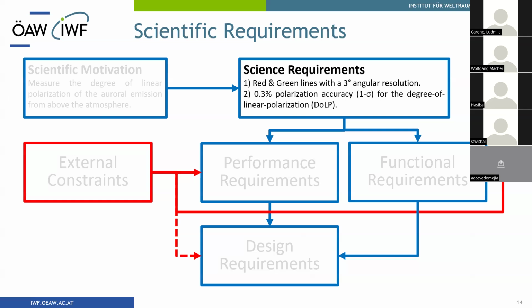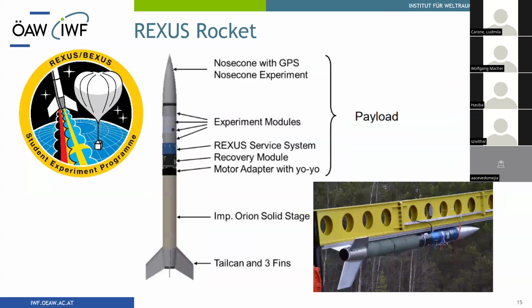To move further into the performance requirements and functional requirements, we need to better constrain what we actually want to observe. First, we need a rocket. So the rocket we choose is the REXUS program, which is a European program. It's led by DLR in Germany and SNSA, the Swedish National Space Agency in Sweden, together with ESA. ESA managed the whole program, but it's really these two countries contributing to it.